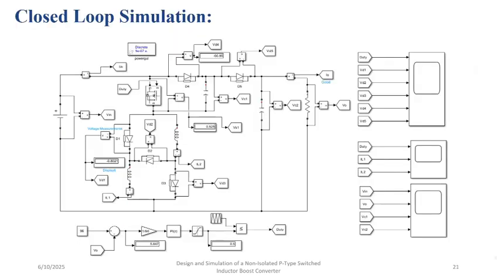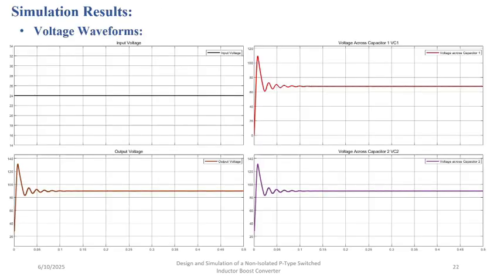This is the closed loop simulation. These are the results of the simulation, where these are the voltage waveforms. The first waveform represents the input voltage, second represents the output voltage, and next waveform represents the voltage across capacitor 1, and next waveform represents the voltage across capacitor 2.